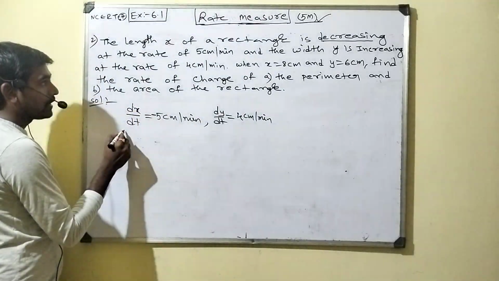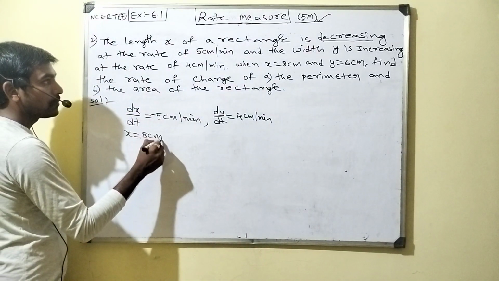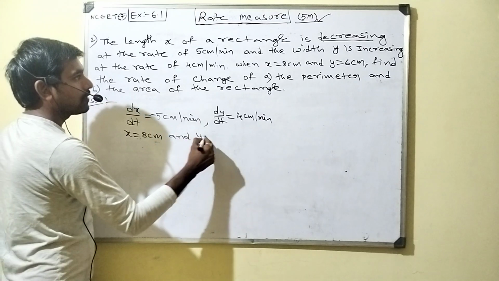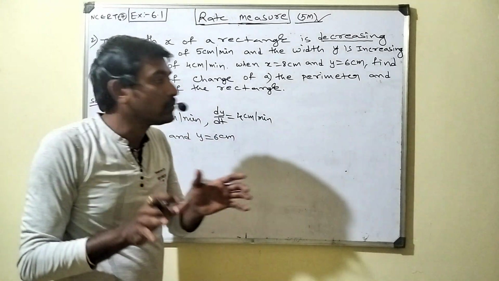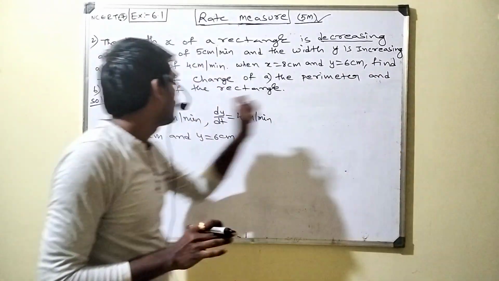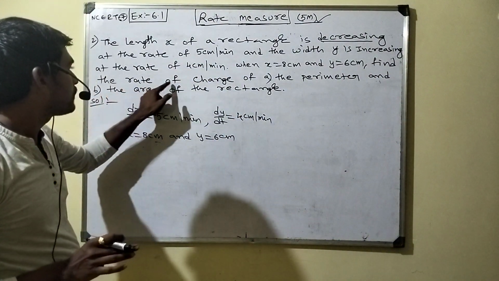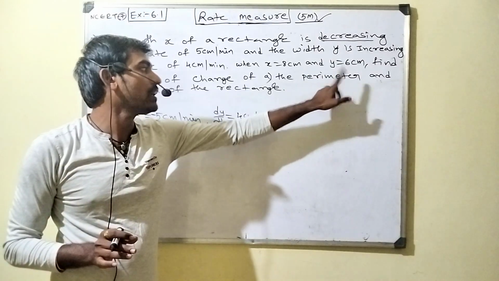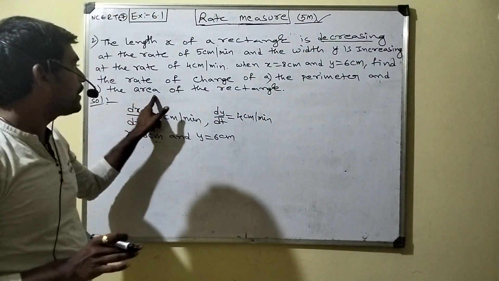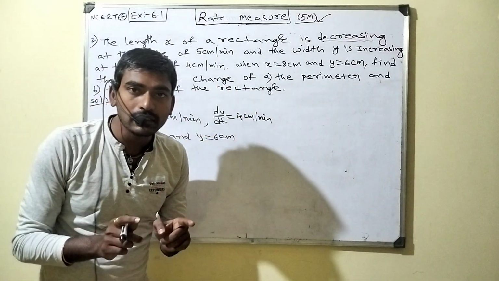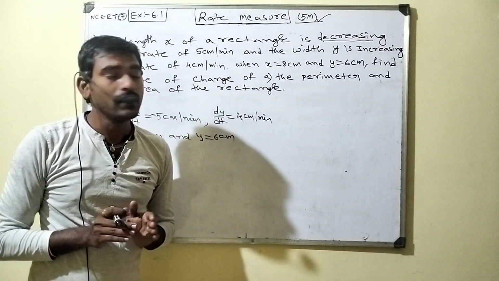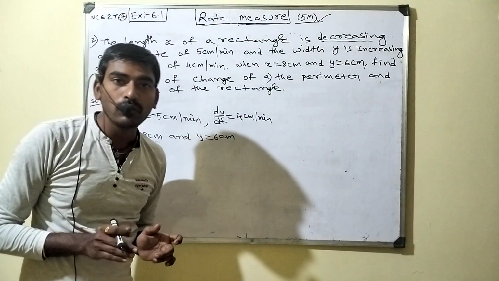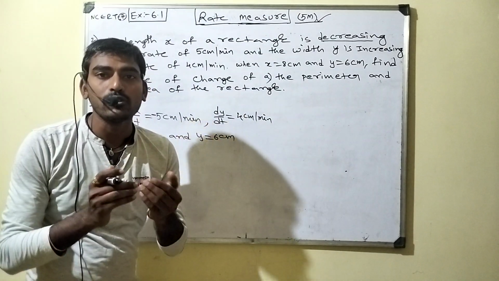And when x is equal to 8 centimeters and y equal to 6 centimeters, what are they asking you to find? Find the rate of change of the perimeter and the area of the rectangle. Here they are asking us two things: one is the perimeter of the rectangle and the second one is the area of the rectangle.